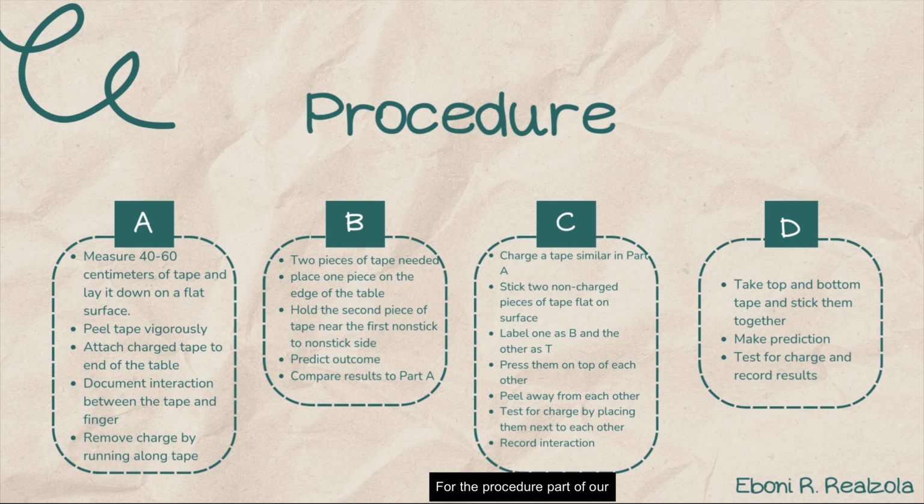For the procedure part of our experiment, we followed 4 separate sections labeled Part A, B, C, and D. So for Part A, we first measured 40 to 60 centimeters of tape and laid it down on the table. And then to charge the tape, we peeled the tape off quick. We wrote our predictions down beforehand so we could compare with the results. And then afterwards, we documented our interaction between the tape and our fingers. And then once we were done, we ran our fingers along the tape in order to remove the charge off.